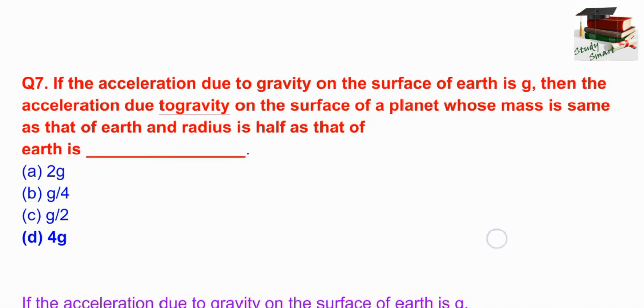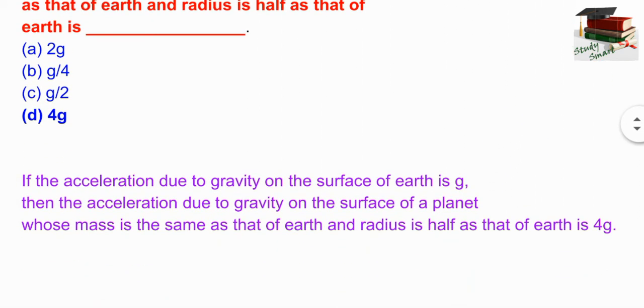Now see the reason. If the acceleration due to gravity on the surface of earth is g, then the acceleration due to gravity on the surface of a planet whose mass is the same as that of earth and the radius is half, then the earth is 4g.